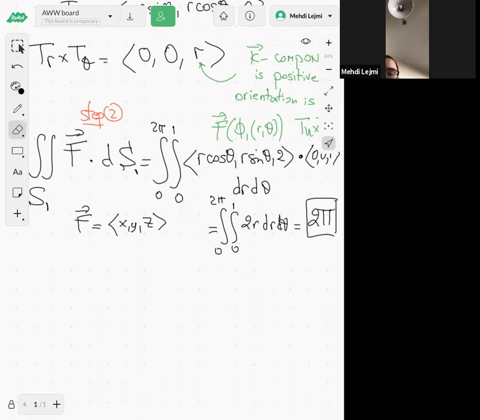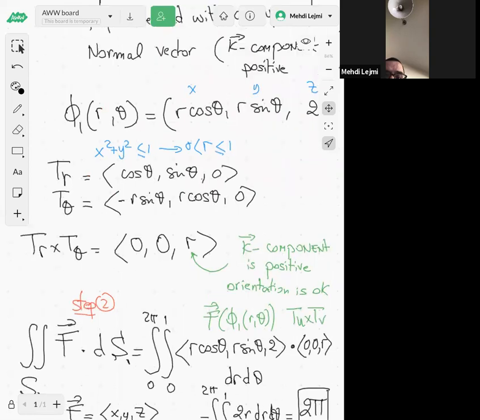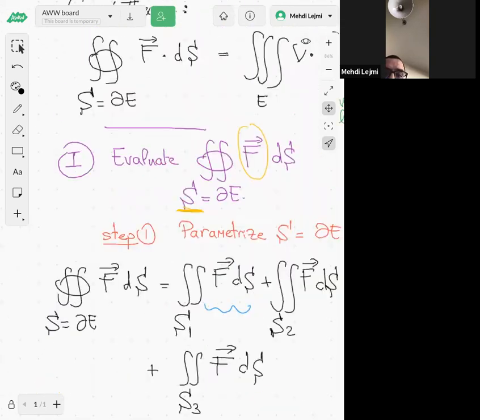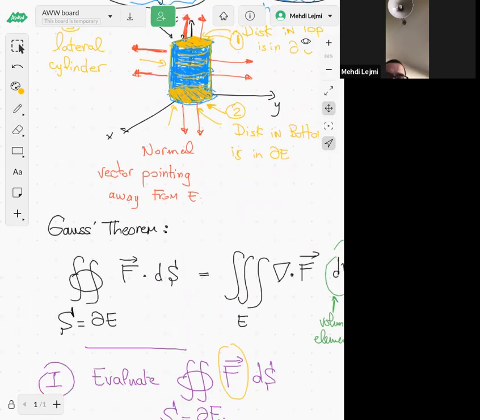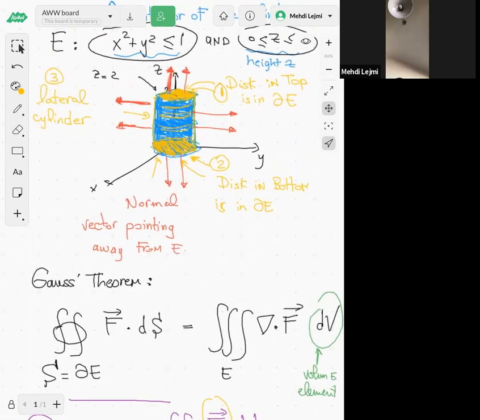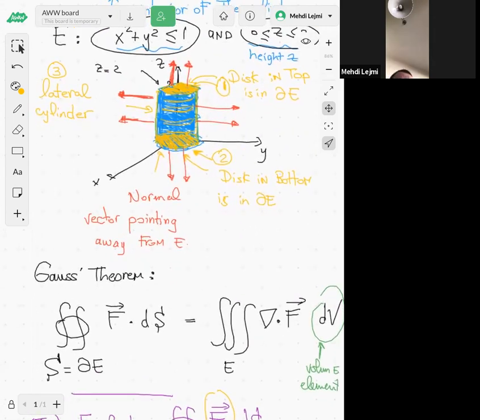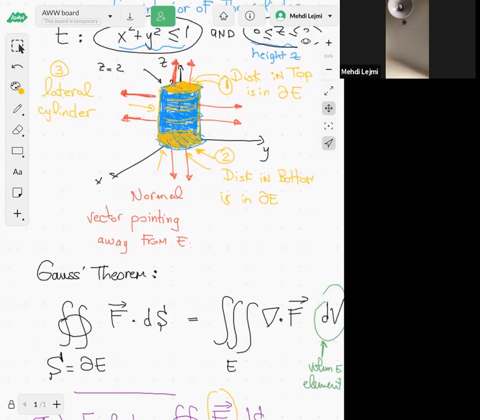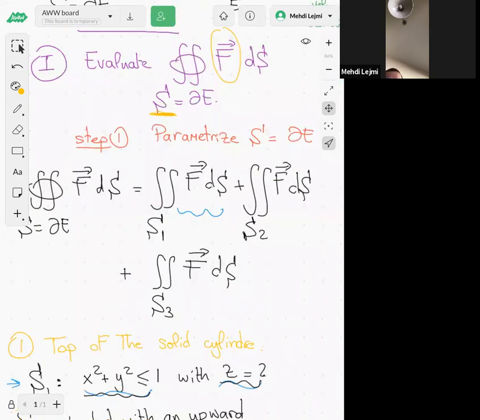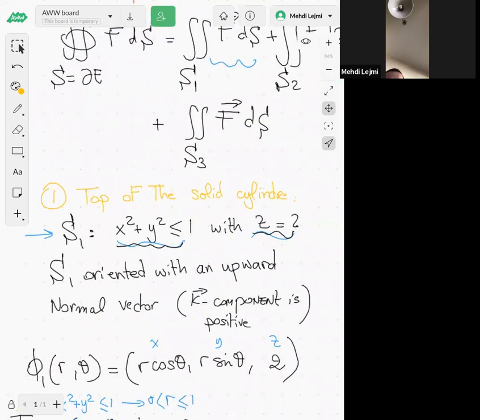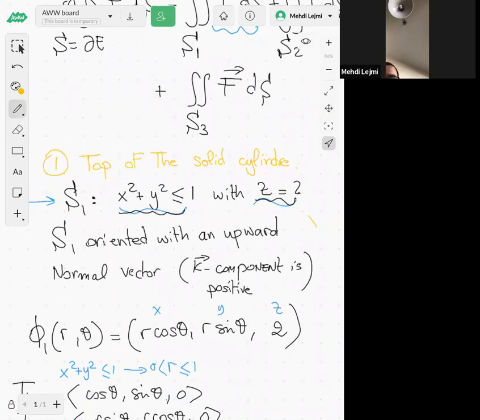Now, the second piece we said is the disk in the bottom. That's the second piece S2. Where is it? Here. So the second piece is the disk in the bottom of the solid cylinder. So how can we parameterize this disk in the bottom? It's just x squared plus y squared less or equal to 1, but the height z is in the bottom, so it lies on the xy plane, which means the height z is 0. So this is the only difference with the top. In the top, z is equal to 2, and in the bottom, z would be 0.